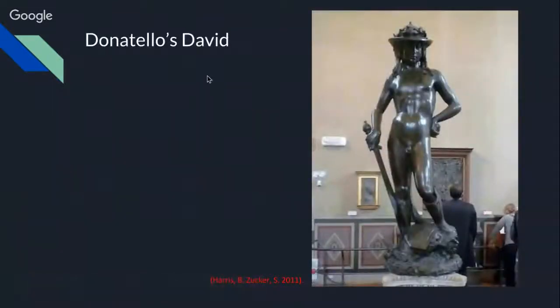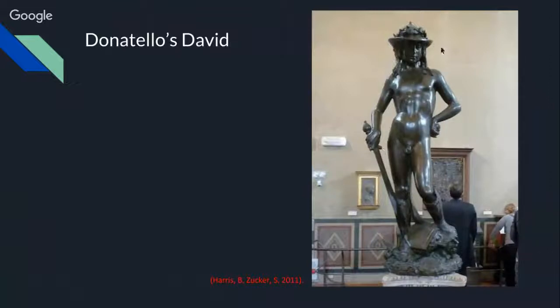So the second painting is Donatello's David. This was created in the early Renaissance, between 1430 and 1440, by Donatello. This is the first freestanding sculpture. And so Donatello wanted to show the love and the respect of the body in this sculpture.